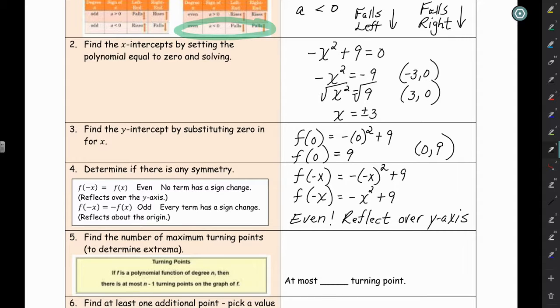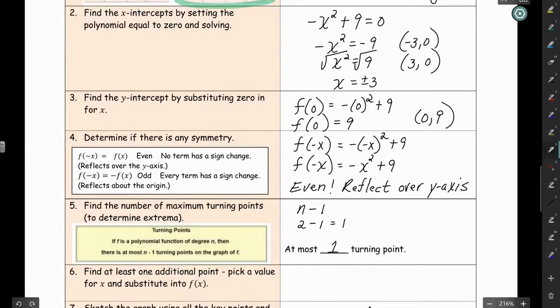Number 5, we're going to determine the number of maximum turning points. That would be n minus 1. The value of n here, our degree, is 2, so 2 minus 1. So we know we're going to have at most one turning point.